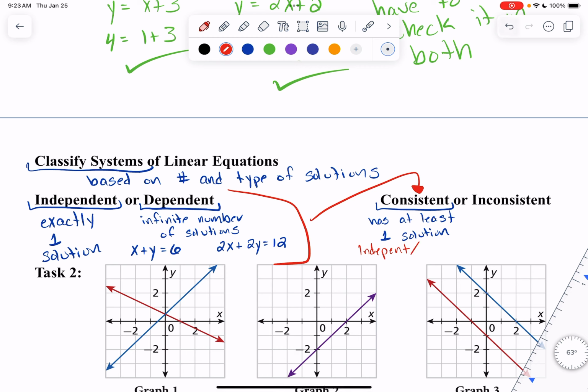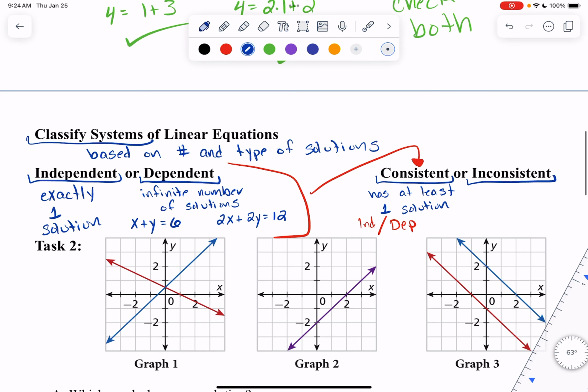Independent, that's not how you spell. I'm just going to shorten that. Independent, dependent. Both fall under that consistent category because they have a solution. Okay, which you could also have an inconsistent, which an inconsistent system has no solution. There is no ordered pair ever that will make both equations true at the same time. There's no solution. And that is possible.